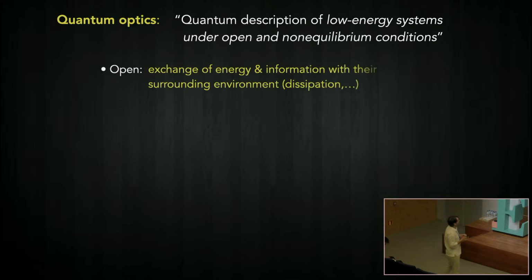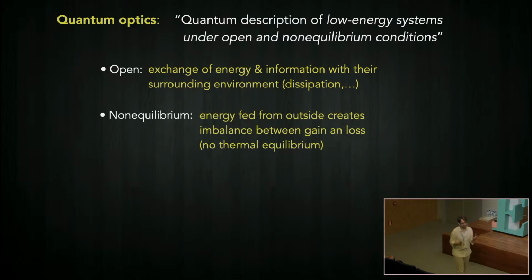So in particular, when I say open, I guess that most of you understand, but let me define things. When I say open, I mean that the systems exchange energy and information with their surrounding environment. So this generates dissipation, but also allows us to monitor the system, to drive it from outside, and to do many things on the system. And then by non-equilibrium, what I mean is that since we can feed energy from the outside, we can create an imbalance between gain and loss at will. So this means that the system is no longer at thermal equilibrium. That's what we mean by non-equilibrium. We can drive it to states that are not accessible at equilibrium.